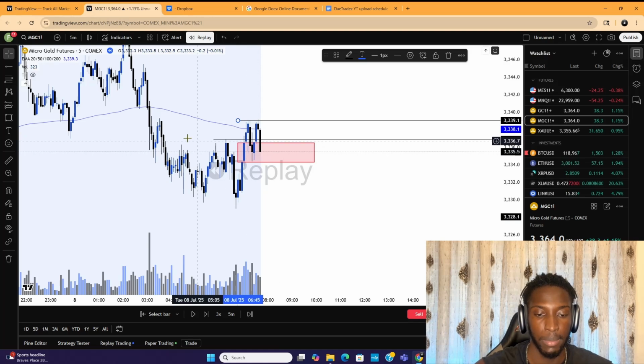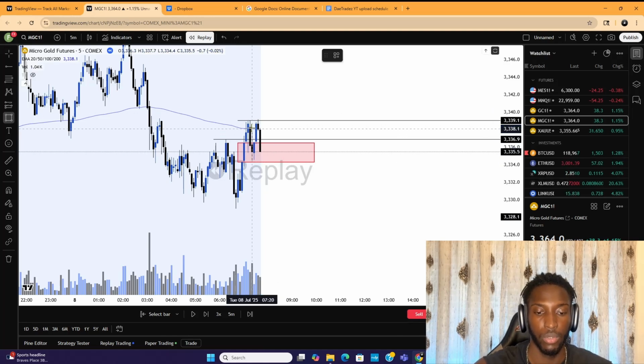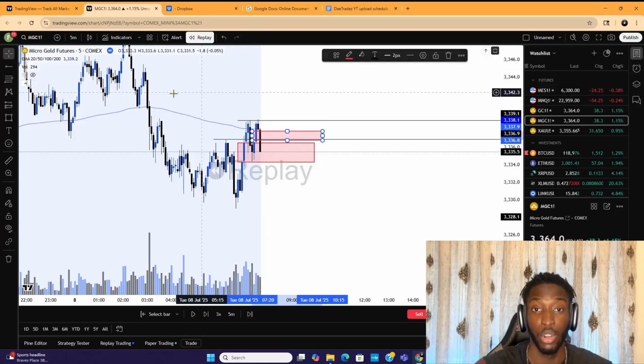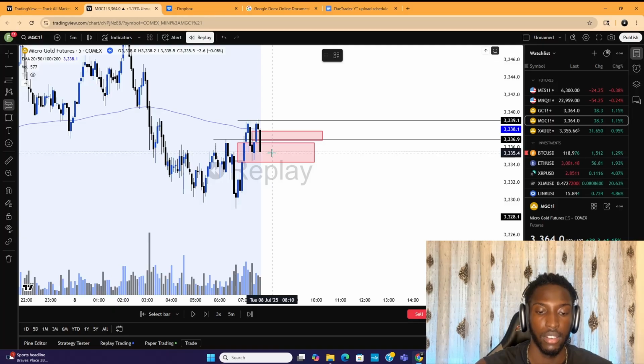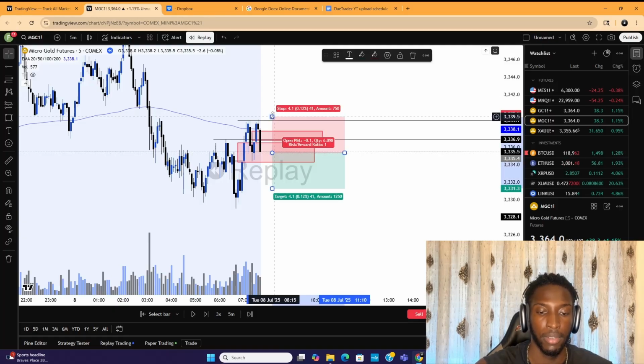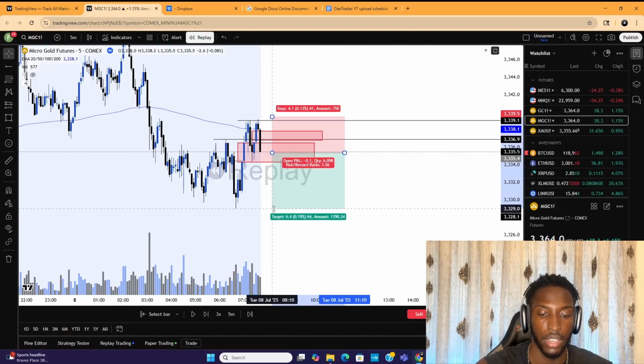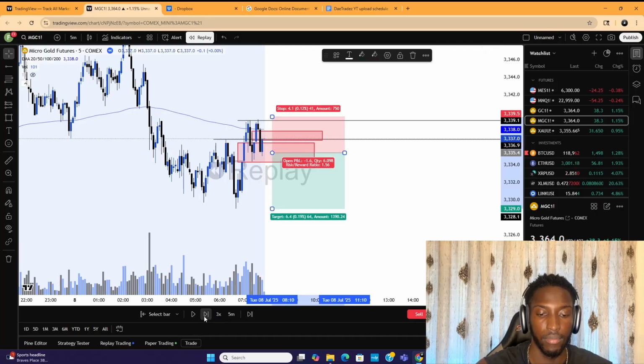Boom, nice displacement candle straight through this fair value gap while everybody's going long. I'm entering this position right here. Short setup, stops above these highs. I'm targeting these lows and TP.